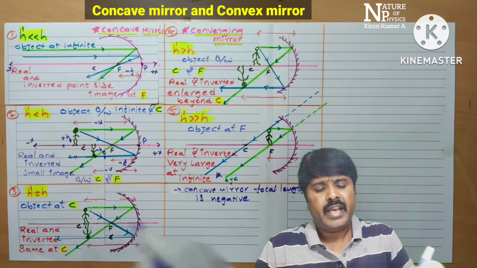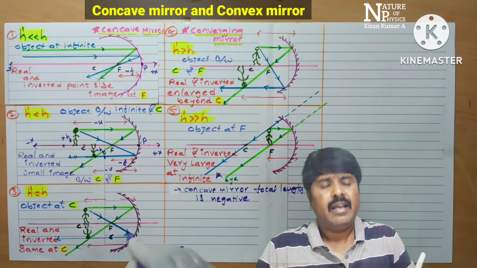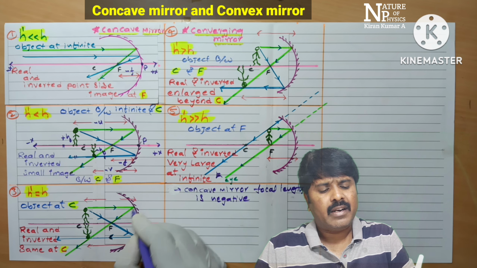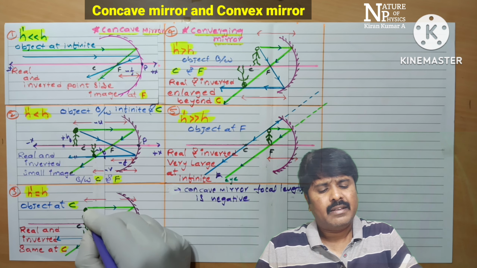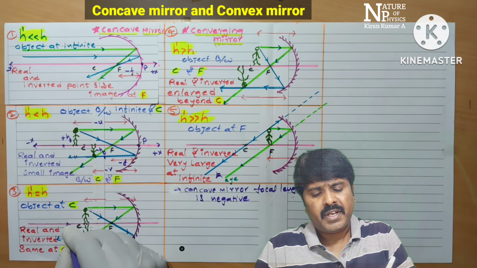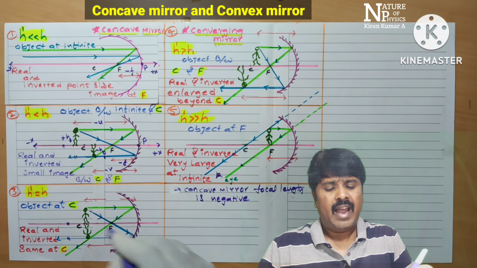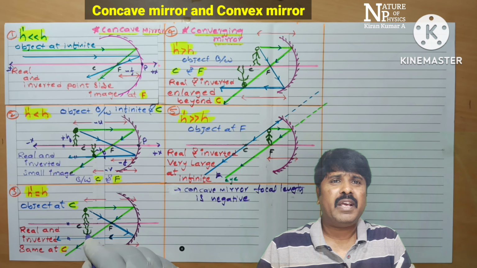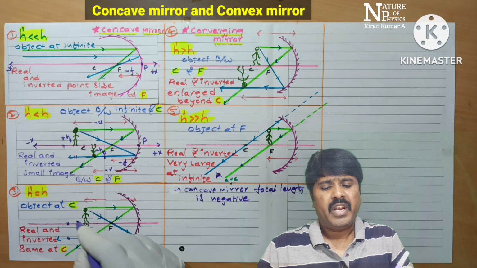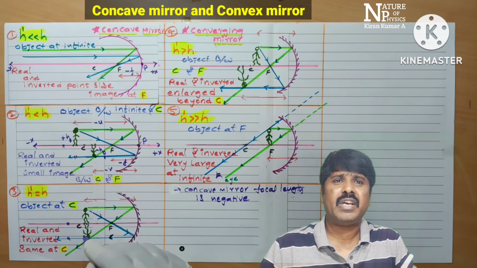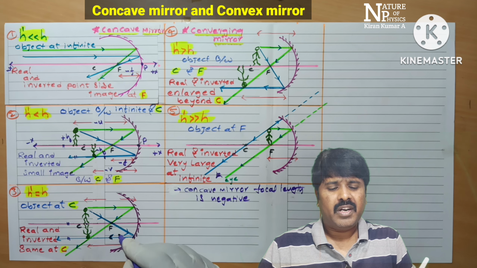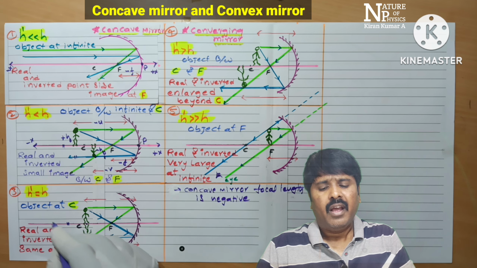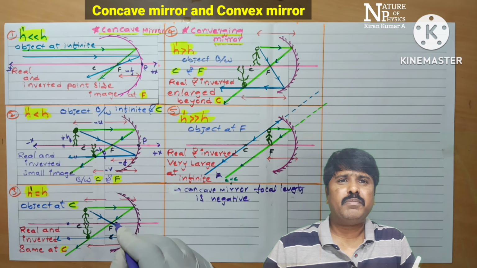And next, the third diagram. Now the object is exactly at the center of curvature, student, so the light ray is released and the parallel ray passes through the principal focus, and the ray passing through the principal focus is, after reflection, parallel to the principal axis. Here we get a real and inverted, same-size image at the same place, the center of curvature. So whenever the object is at the center of curvature, we get a real and inverted image at the same place, with the same size, so the image height is equal to the object height here.